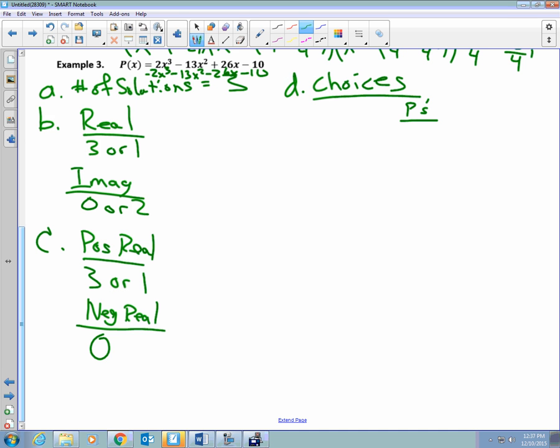My p's are, my q's are, okay, we got a lot of work to do, right? Each one of the p's divided by 1, and then each one of the p's divided by 2. Plus or minus 1, plus or minus 2, plus or minus 5, plus or minus 10.